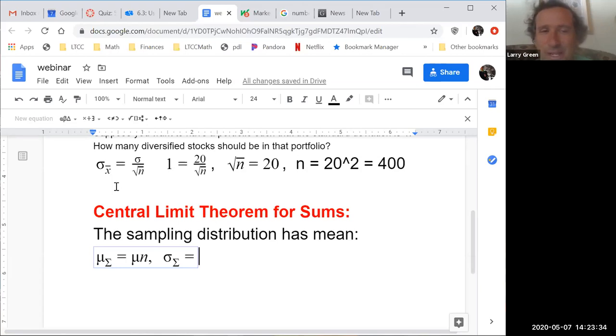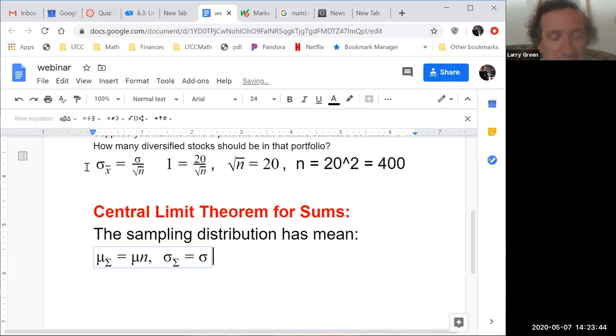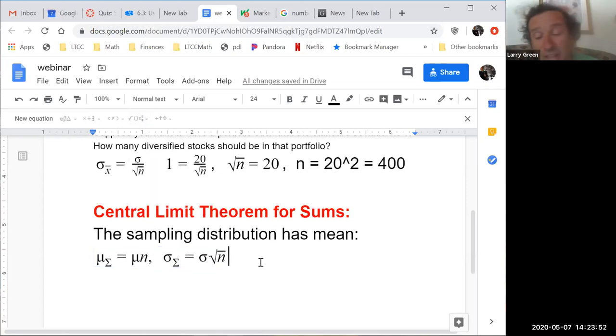Calculus you probably know, I hope. All right, if you don't want to tell me, I'll tell you. That's going to be sigma times the square root of n. Again, I'm not going to require you to do the algebra to prove that's true. I am going to require you to just have it on a note sheet and know when to use it. Got it?